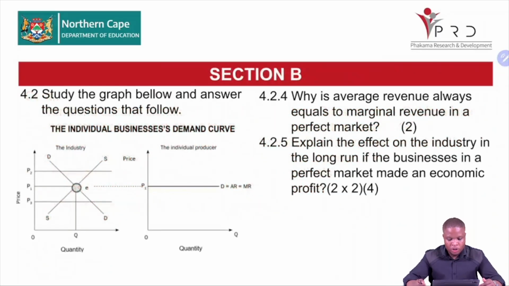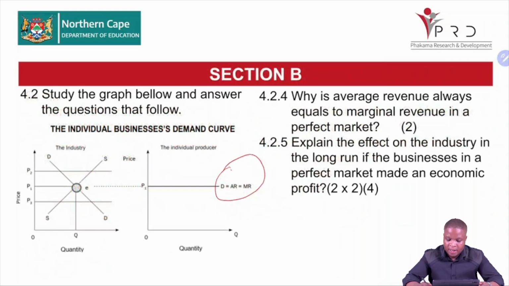Right, 4.2. We are moving to question 4. Remember, question 4 is the mixture of microeconomics and economic issues. So in 4.2 we have 4.2.4 and 4.2.5. Let's look at our question. Why is average revenue always equal to marginal revenue in a perfect market? This. Why?